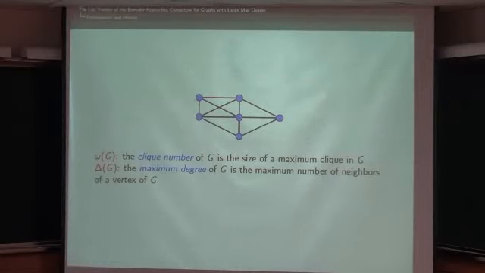So this is a graph. It's just a vertex set and an edge set. The key concepts today will be the clique number and the maximum degree. The clique number of a graph is the size of the maximum clique of your graph. So the clique number of this graph here is 4 because you can see there's a complete graph on 4 vertices. And the maximum degree of this graph is 5 because this vertex here in the middle has degree 5 and every other vertex has lower degree.